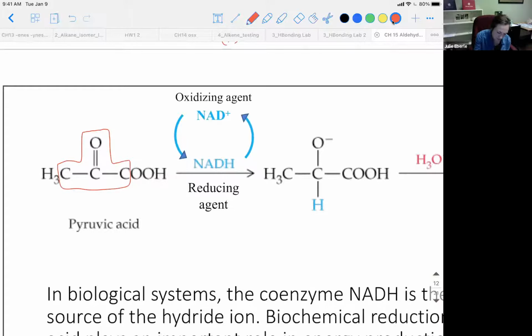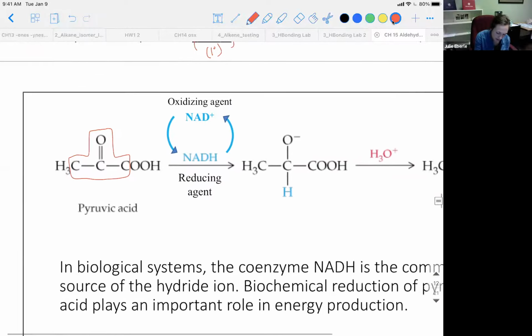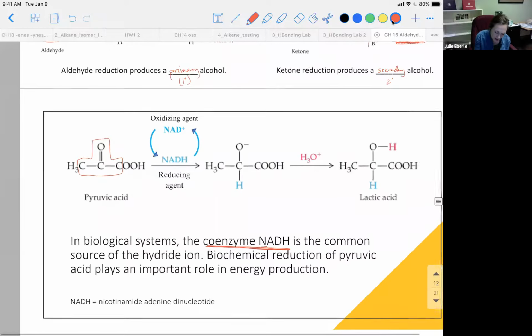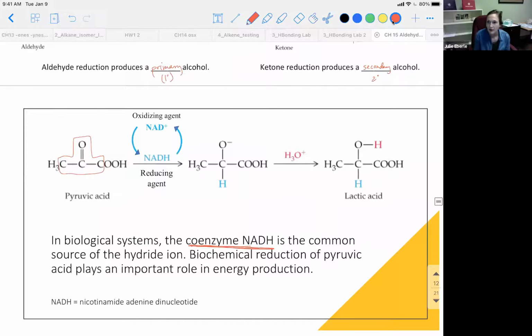When we reduce it, in biological systems there's a coenzyme. We'll look at NADH a whole lot later, but that is the common source of the hydrogens, notice we're putting hydrogens on these aldehydes or ketones to reduce them. So this is a really important part of how our body produces energy. You don't have to memorize anything off this slide. I just wanted to give you a real example of how reduction of ketones produces secondary alcohols.